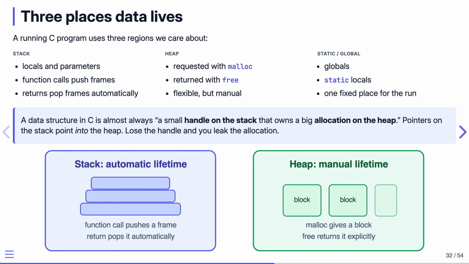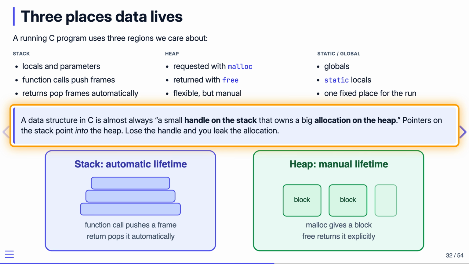A running C program uses 3 regions we care about. Let's look at each one. The stack holds your locals and your function parameters. Each function call pushes a new frame. When the function returns, its frame pops off on its own. The heap is memory you ask for with malloc and give back with free. It is flexible, but the cleanup is manual. It is your job. The static or global region holds your global variables and your static locals. It has one fixed place for the whole run.